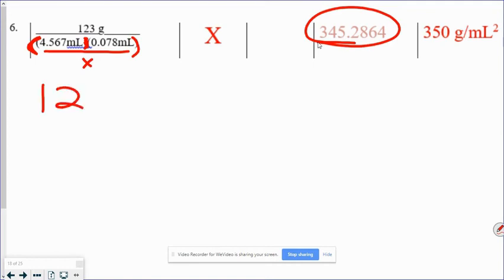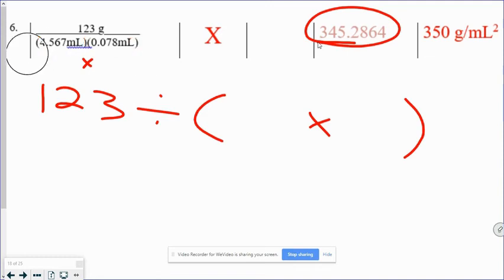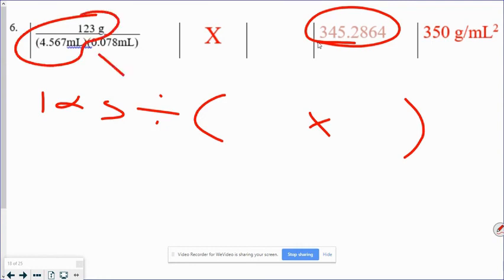So 123, hit my divide button. Now I'm going to go parentheses. I'm going to put 4.567 multiplied by 0.078, close the parentheses. If you do it the way it's set up, and some of you will do that, you'll end up doing this math, and then you'll multiply the whole thing by 0.078. And that's not what you want to do.